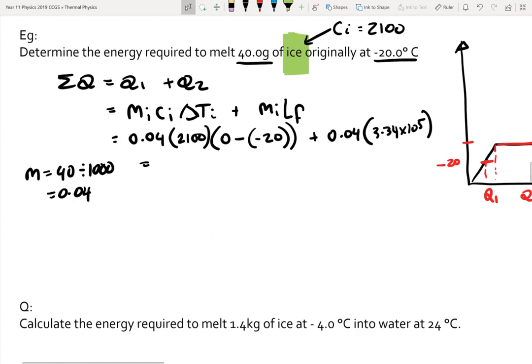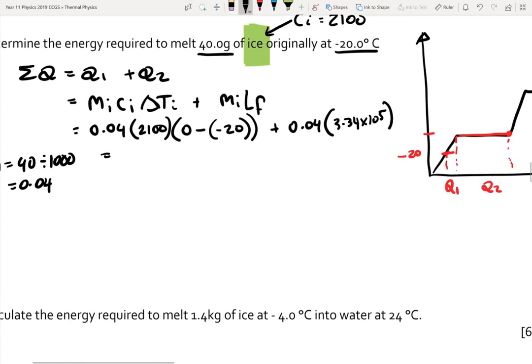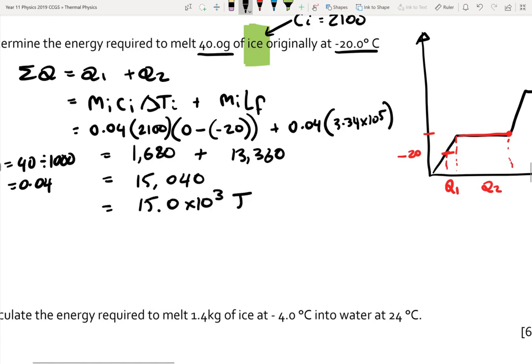Okay? I'm just going to evaluate these intermediate steps. The first is 1,680, and then the second is 13,360. And so we get 15,040, or 15.0 by 10 to the 3 joules. Okay?